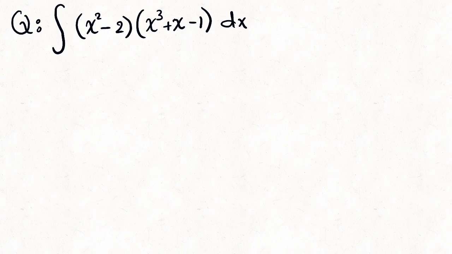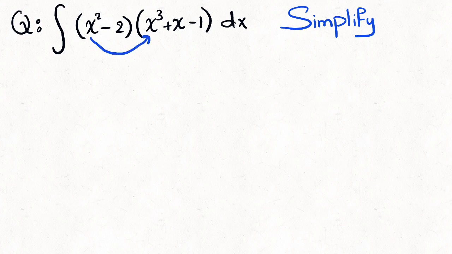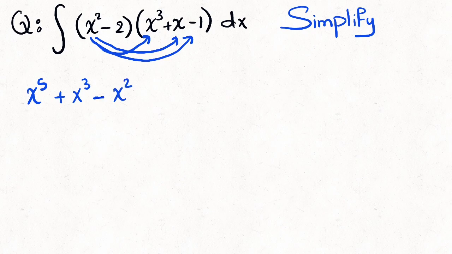Another example, the integration of x squared minus 2 times x cubed plus x minus 1. We will simplify by multiplying using the arrows. Thus we say x squared times x cubed will be x to the power 5, x squared times x will be x cubed, x squared times minus 1 will be negative x squared.